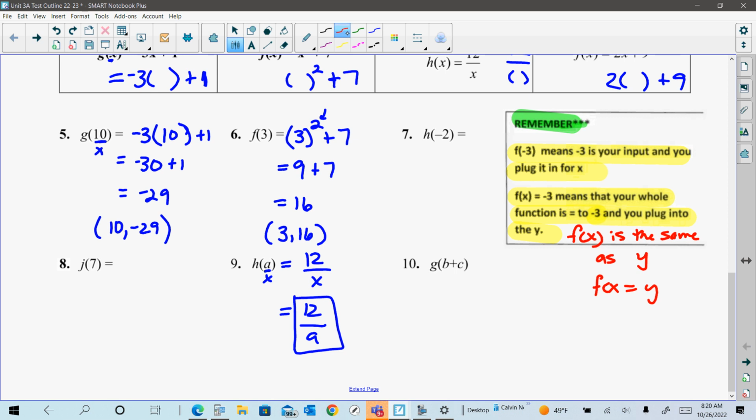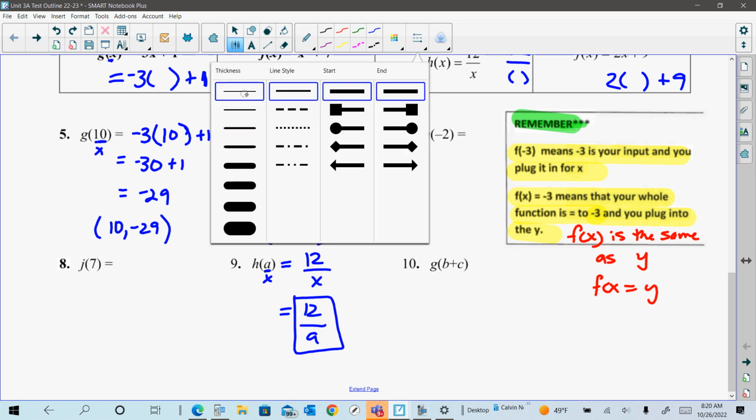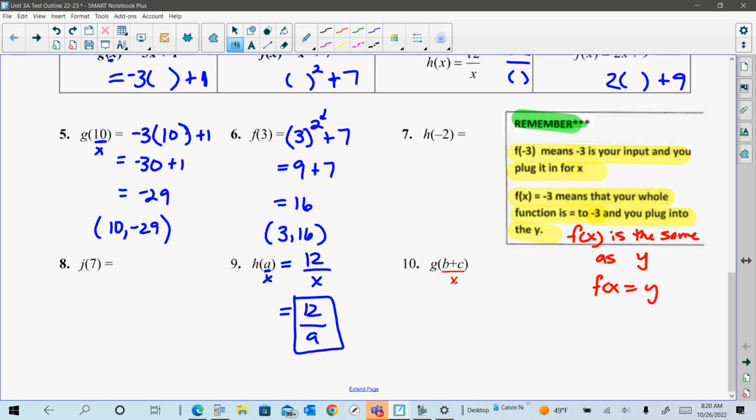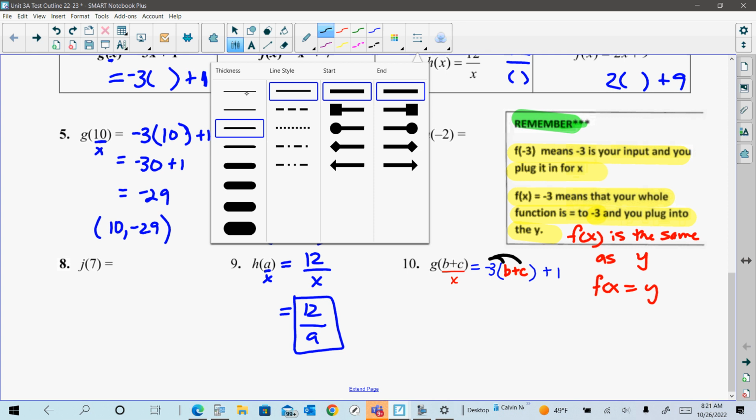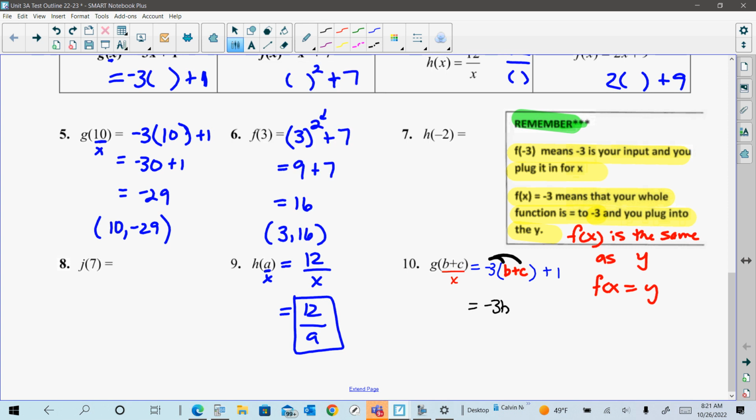But on 6, now we have an expression here. This b plus c is your x. It is what we're going to input into the g function, which is negative 3 parentheses plus 1. I'm now going to plug b plus c inside the parentheses. So you have to distribute and simplify. This becomes negative 3b minus 3c plus 1. And that is the final answer. Those are not like terms, so you cannot combine them.